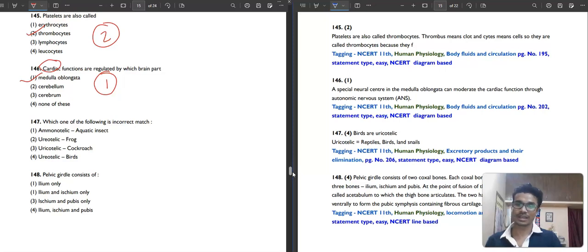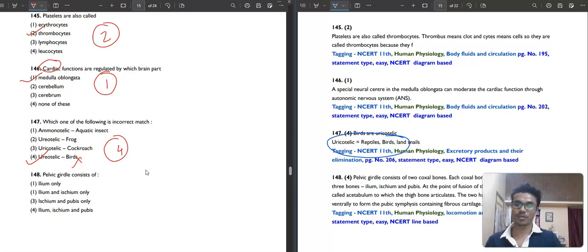Which of the following is the incorrect match? Aminotelic aquatic insect, ureotelic frog, uricotelic cockroach, ureotelic birds. So birds are uricotelic, birds are not ureotelic. Okay, so this is your incorrect match. So fourth option is your correct answer.